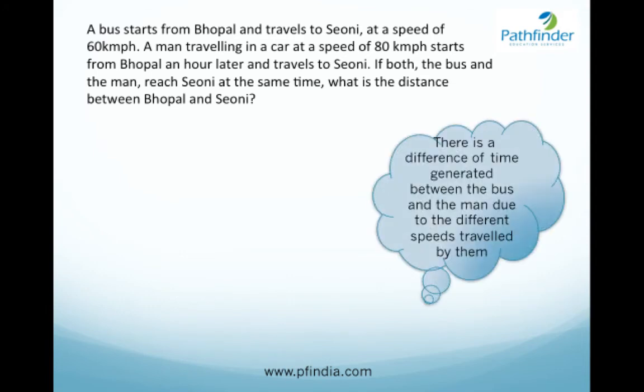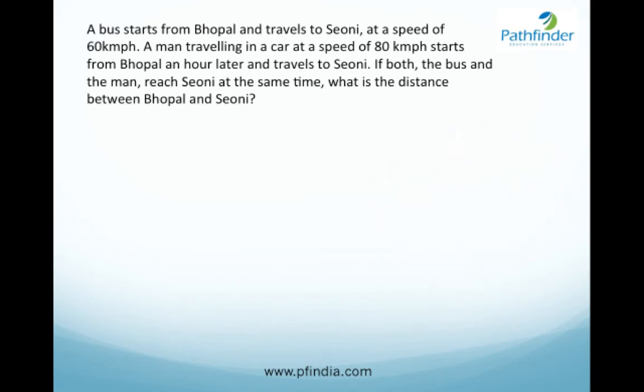Well, there is a difference of time generated. The person who went in the bus took 1 hour longer than the person who went in the car. So the difference of time has been generated because the same distance from Bhopal to Siuni has been traveled by the bus as well as by the car. So what's our equation?